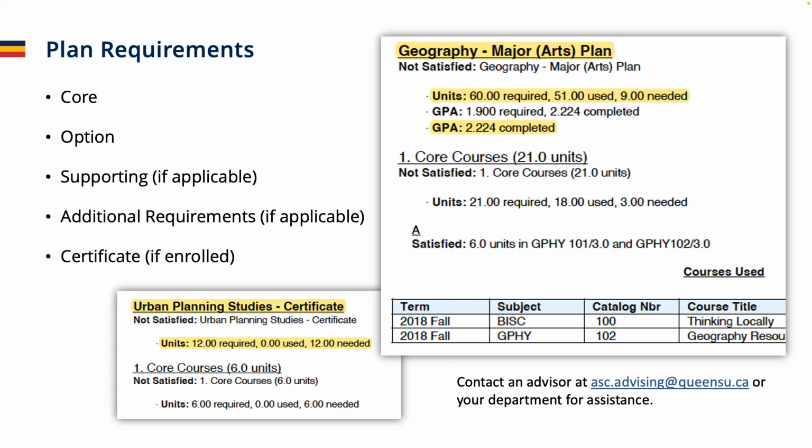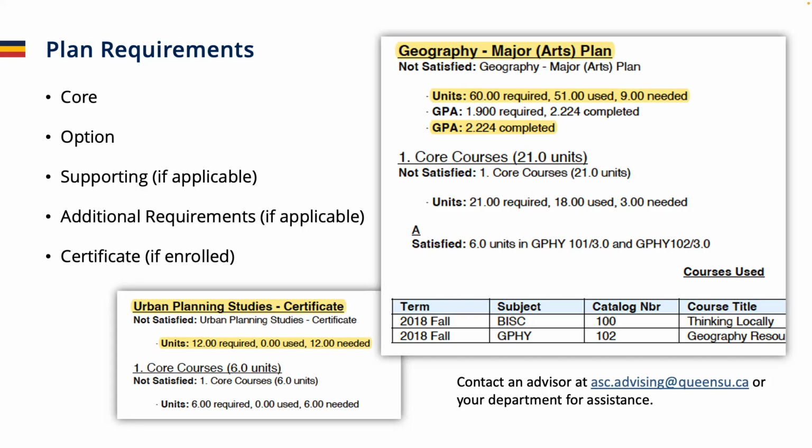The report will then outline how you are progressing on your core and option course requirements. Some plans also have supporting courses. If satisfied is indicated, you have met that specific requirement. You will want to look out for not satisfied. These sections will show you the courses you still need to take.